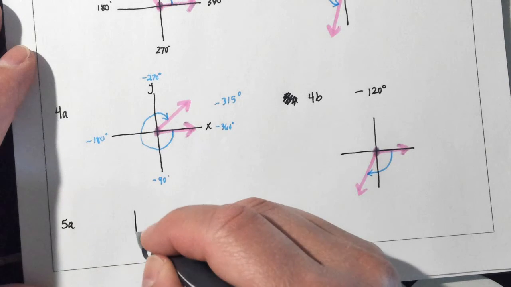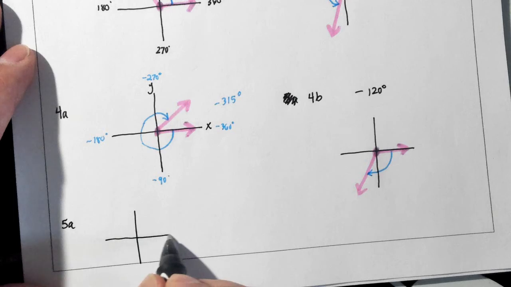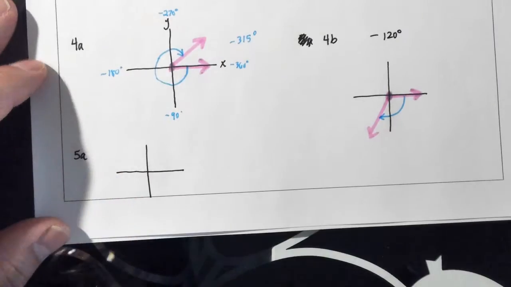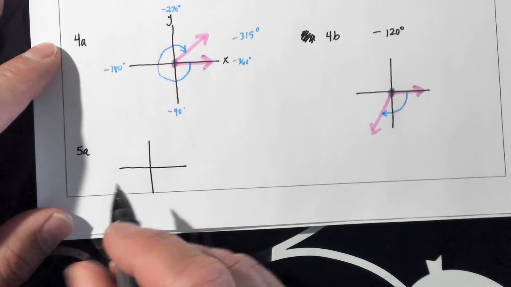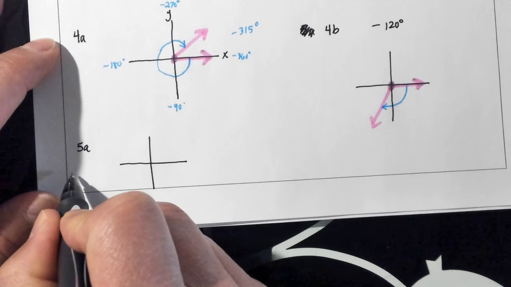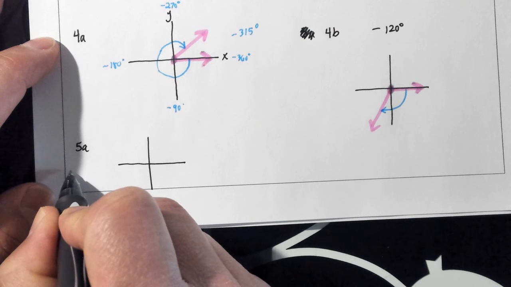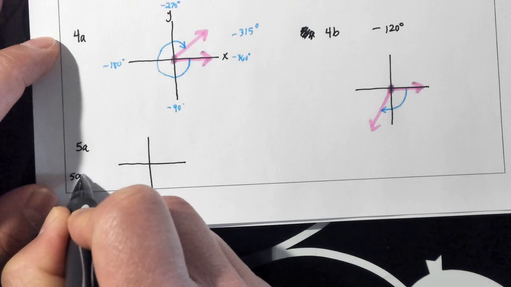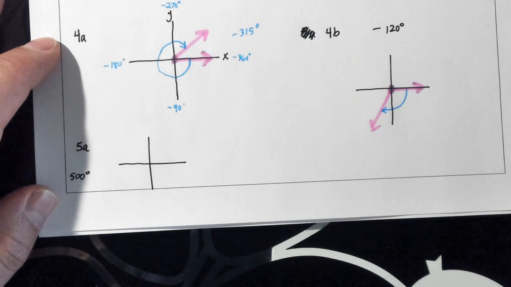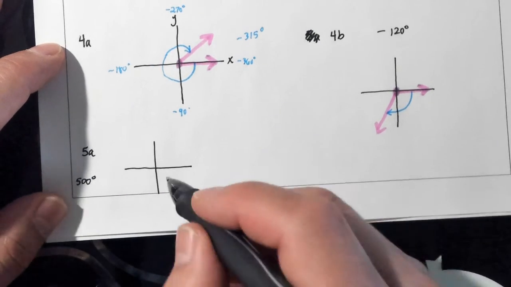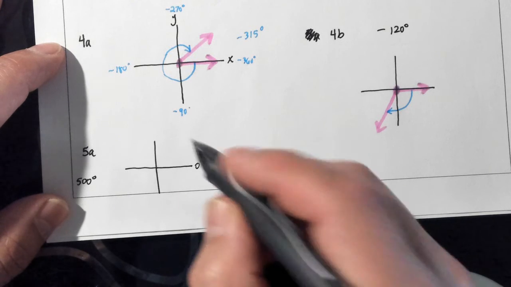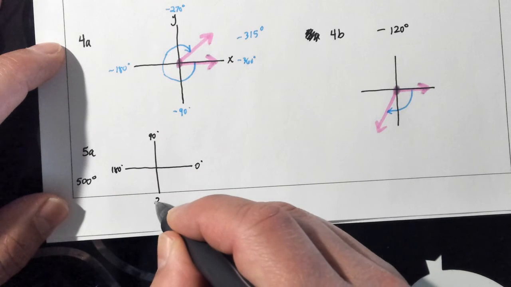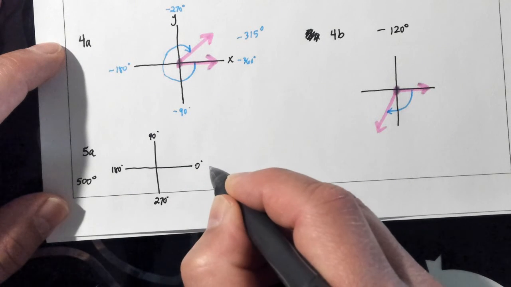I'm going to do a couple. I have room in my notes, so if you printed this out, maybe you don't write as big as I did. First thing I'm going to do is a 500 degree angle. This is 0. This is 90. This is 180. 270. Back to 360.